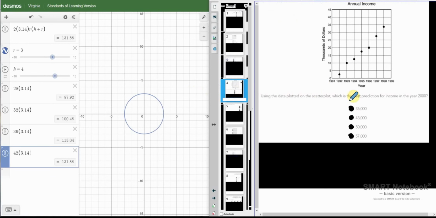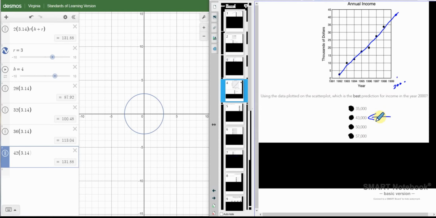All right, using that applied on the scatter plot, what is the best prediction for income in the year 2000? So here's the year, and here's the income, right? So they say the year 2000, so I need to go out one more, so approximately right here would be 2000. And if I follow these dots, just draw somewhat of a straight line, I go up from 2000 till I hit that line. Seems like that's somewhere around 42,000. All right. And we have our winner there, 43,000.